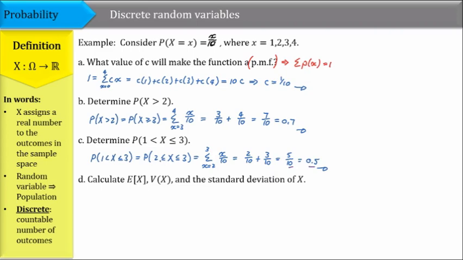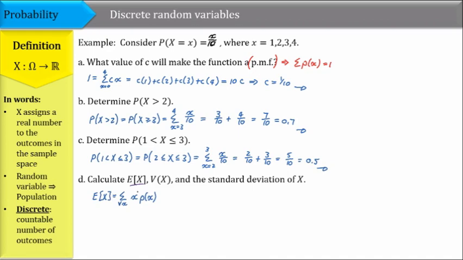So the probability of being either 2 or 3, if we make a random selection from this distribution, will be 0.5. If we look at the probability of randomly selecting a value at least 3, in other words 3 or 4, then that probability will be 70%.